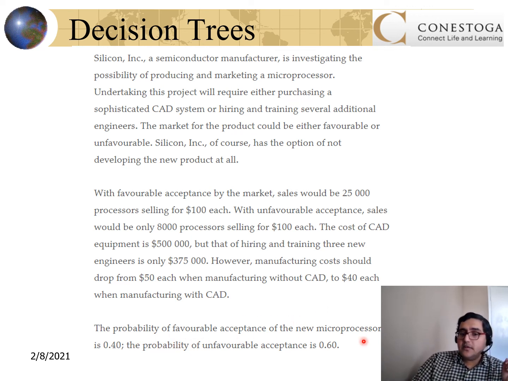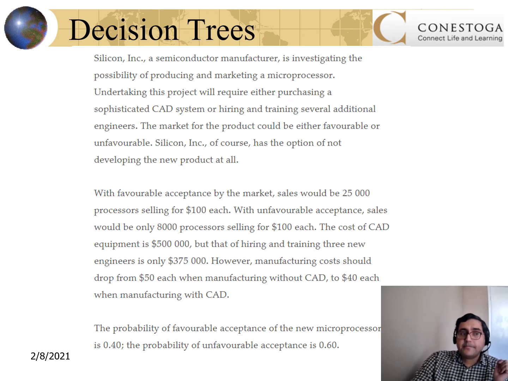It's also given that the probability of a favorable acceptance is 0.4, and 0.6 for unfavorable. This is a typical question which comes up in operations management. You may decide to go with a new product, but then what's the method of going ahead? These types of problems are solved using decision trees. I'll just show the solution and read out the way of doing it, but we'll solve more questions in the class.